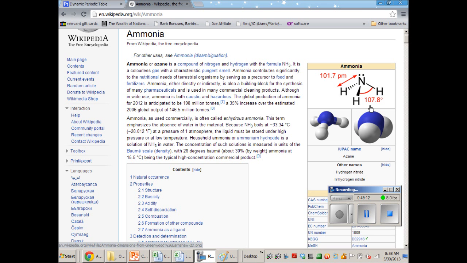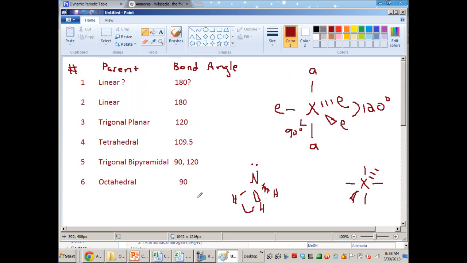Okay, so now we have a framework for figuring out geometries from Lewis structures. The final piece of this puzzle is figuring out whether or not the resulting molecule with that geometry is going to have an overall dipole moment.